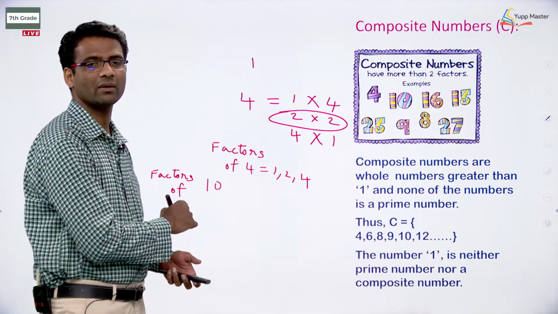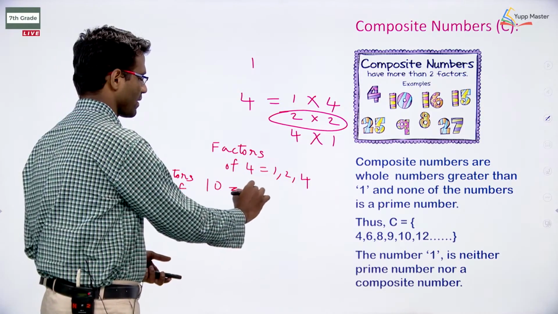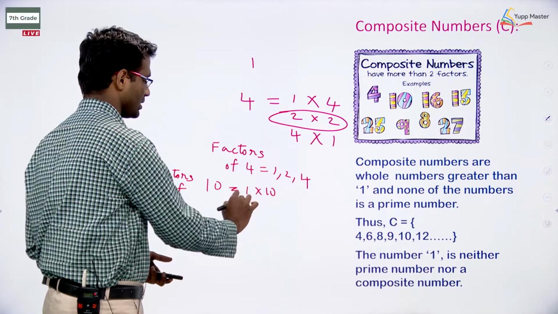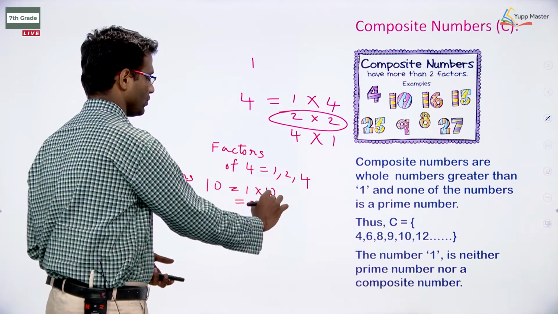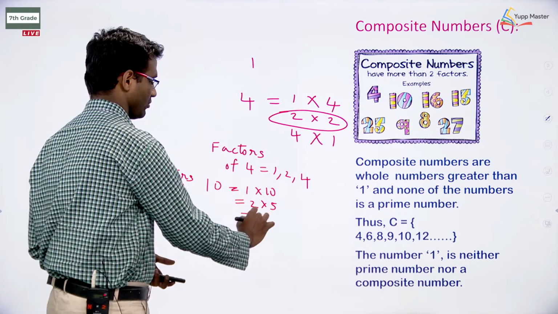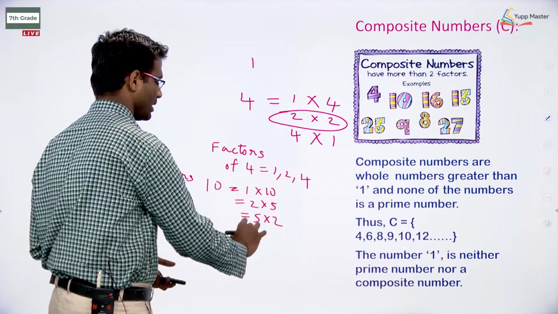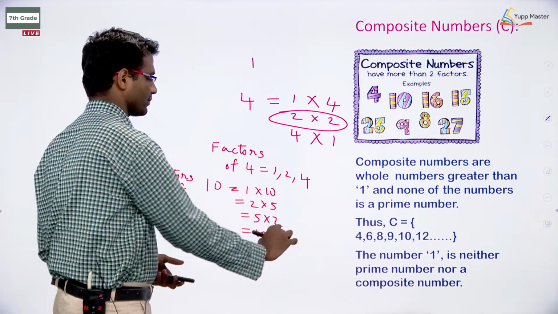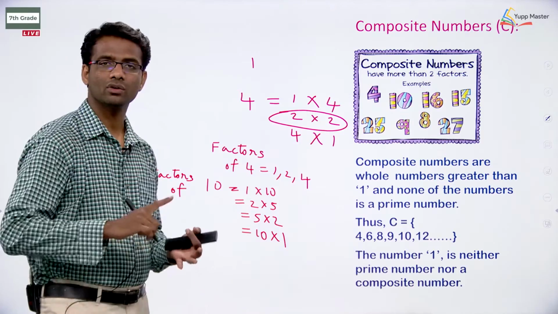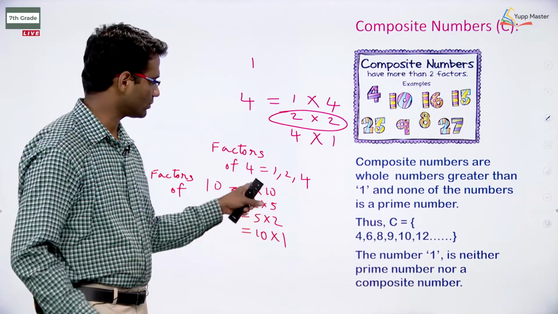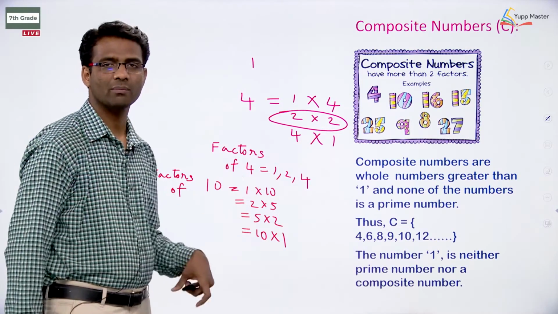So, factors of 10. See here: 1 10s are 10, 2 5s are 10, 5 2s are 10, and again 10 1s are 10. So 10 is appearing in the 2 table as well as the 5 table. So this is a composite number.